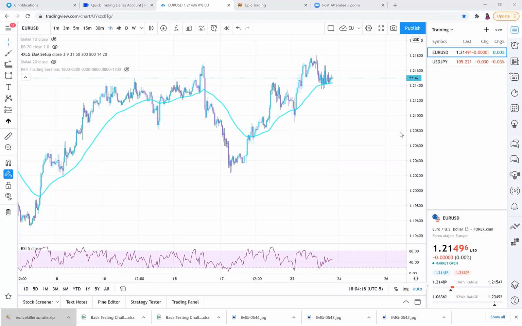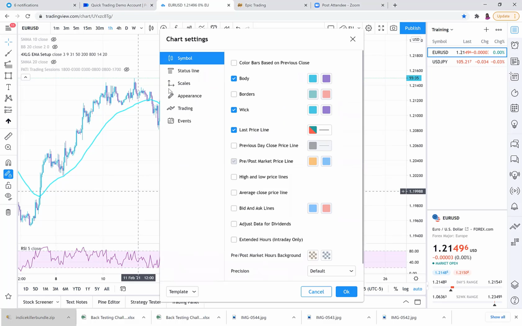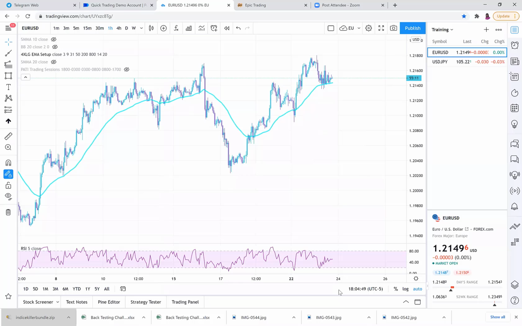If the colors seem a little different, it's because I right-clicked on settings, and here under symbol, you can customize your candle colors. Typically green is used for your up candles, your bullish candles, so I have a teal blue here. And typically you see red for your bearish or down candles, and I'm using purple. So that's where you can customize your chart with colors of your choosing.